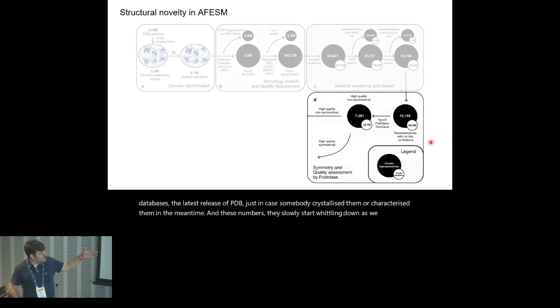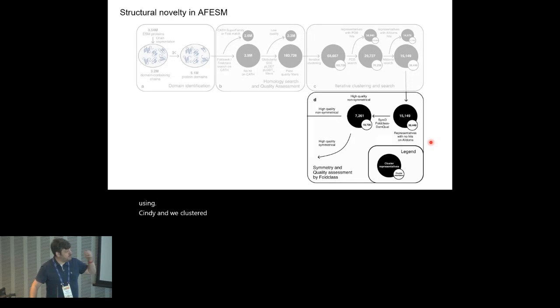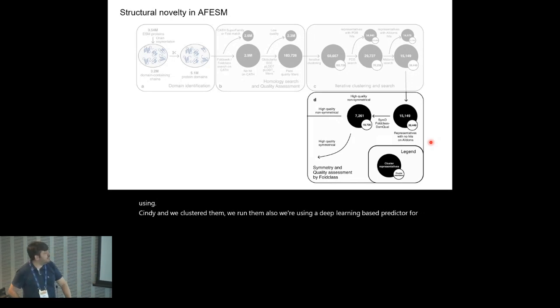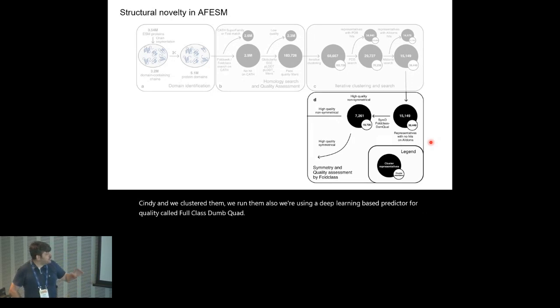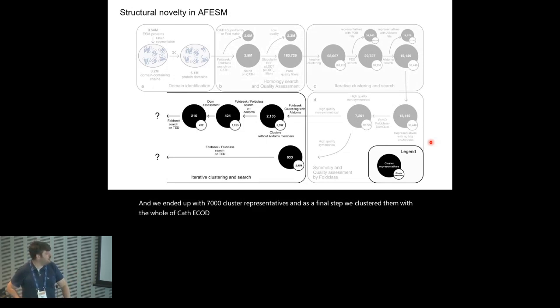As the next step, we looked at whether we had domains with internal symmetry. So we ran them using ISMB, and we clustered them. We also ran them with a deep learning-based predictor for quality called fold class DOM-QUAL. And we ended up with 7,000 cluster representatives. As a final step, we clustered them with the whole of CATH, ECOD, SCOP, and SCOP-E, as well as PDB, and we stripped out any domain that was already classified in these resources.